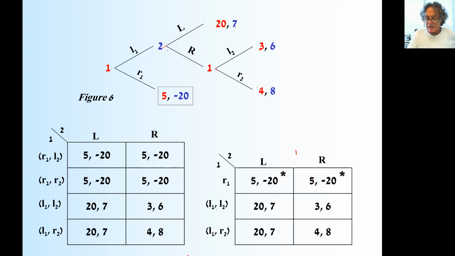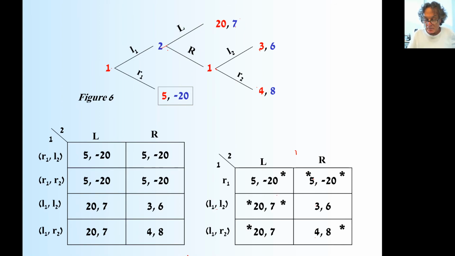So we designate negative 20, negative 20. What is the maximum of the two? It's negative 20. So I designate both. 7 and 6, I'll designate 7. 7 and 8, I'll designate 8. And now what happens if 2 goes left? 5, 20, 20, I'll designate 20, 20. 5, if she goes right. 5, 3, 4, I'll designate 5. Great.